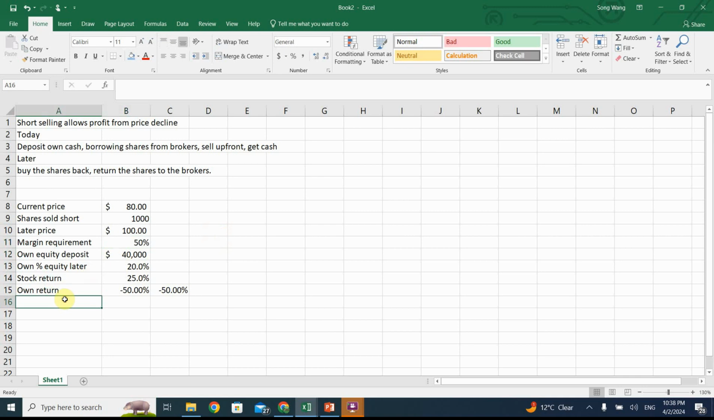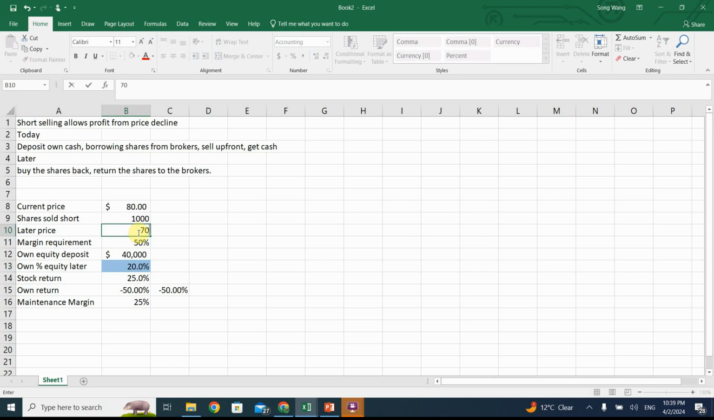And there's also a margin call. That comes from the maintenance margin, and let's say this is 25% based on the Federal Reserve's policy. You can use Goal Seek to find what stock price would lead your own equity as a percentage to get to 25%. Right now the default setting is $70, so you are above water and you are making money.